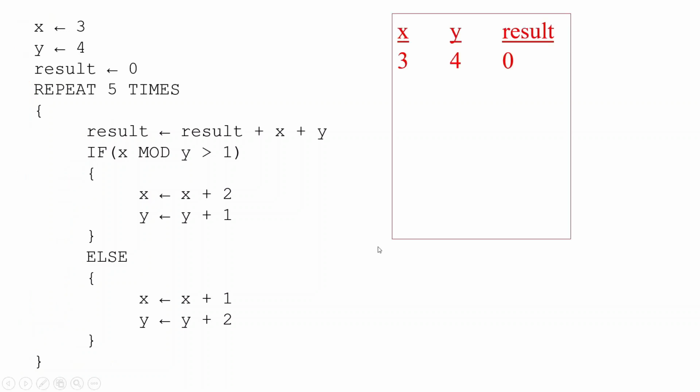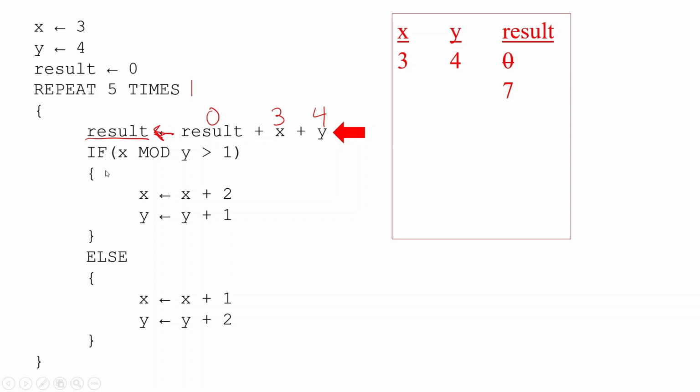So we're going to get our trace ready. I'm going to start off with those 3 variables, x, y, and result, and make sure I have them labeled in my table: 3, 4, and 0. And then I'm going to go through and repeat this 5 times, and I'm just going to trace. So the first time through, I take the value of result plus the value of x plus the value of y. I add all of those together. That gives me 7, and that's going to be stored in result. You see I made that note off in my table here.